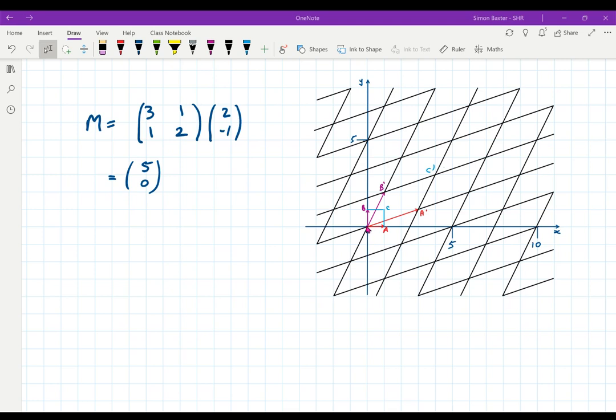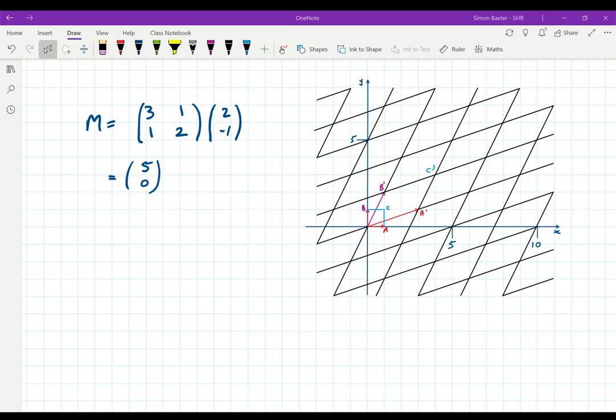But I don't have to calculate it once I've got the grid. I can just go 2 parallelograms along, 1 parallelogram down, and I get to 5, 0. So the parallelogram grid really does describe just how this transformation works.